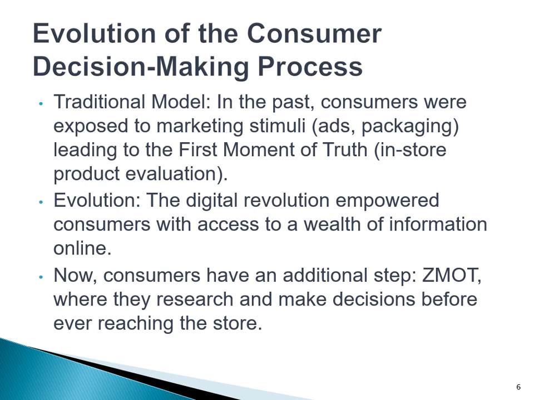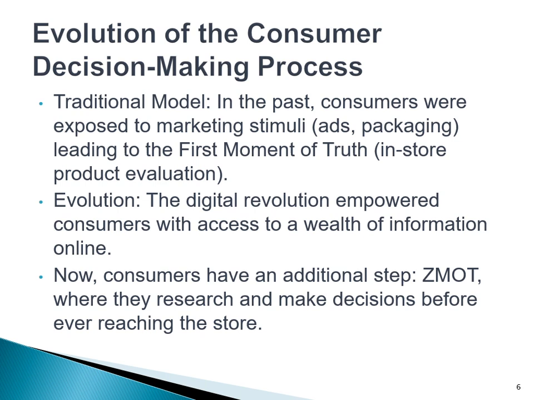So now, the evolution of the consumer decision making process: how consumer behavior for buying things has changed because of this evolution. In the traditional model, what happened in the past, consumers were exposed to marketing stimuli, meaning they see ads, packaging, etc. And that led to the first moment of truth. Basically, it was in-store product evaluation.